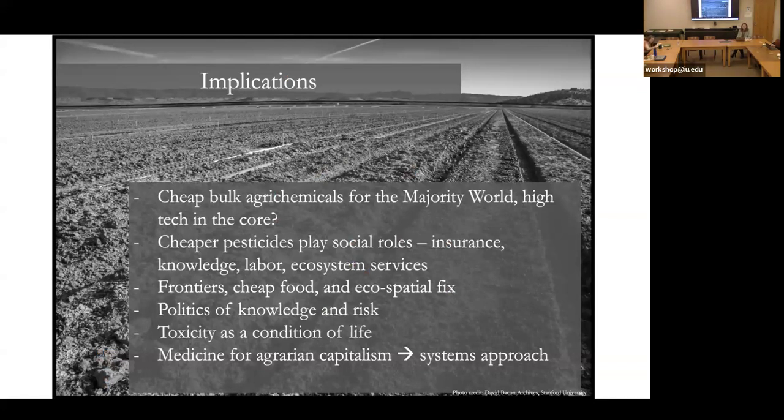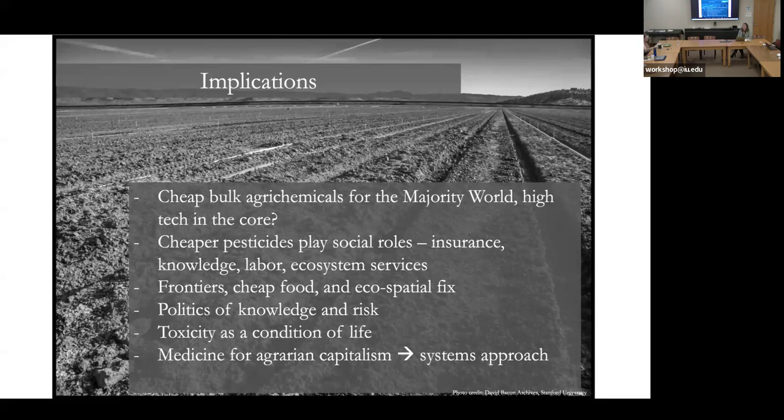So what are the implications? We talk about everything getting greener. We talk about biologicals. We talk a lot about organics. We've had 25 years of movements for sustainable agriculture. The world is rapidly moving in the wrong direction. At best, we're getting cheap bulk agrochemicals for the majority world, and maybe high tech in the core, maybe.